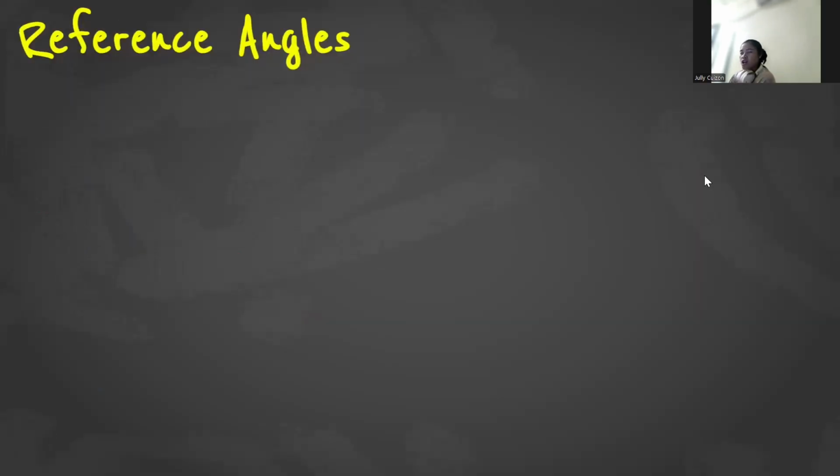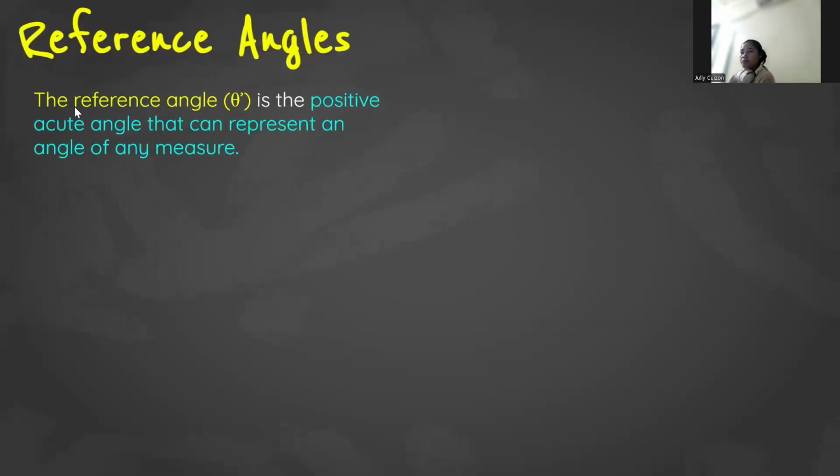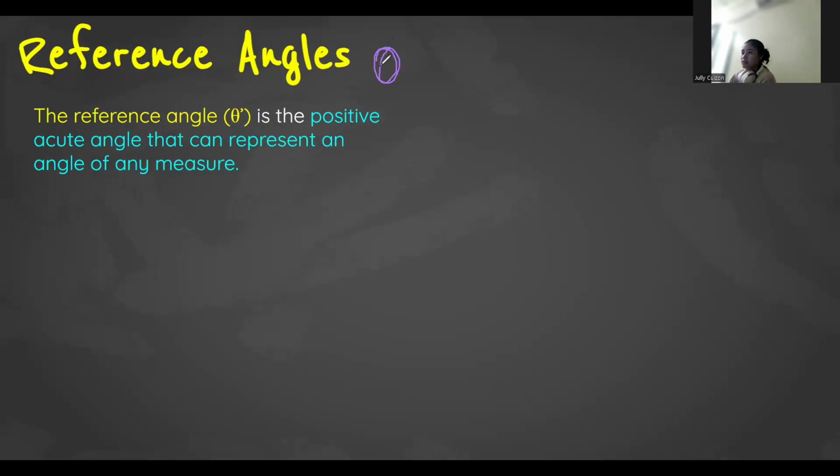Next, let us talk about reference angles. When you say reference angle, the angular measure has the symbol theta. When we look for the reference angle, the symbol is theta prime.